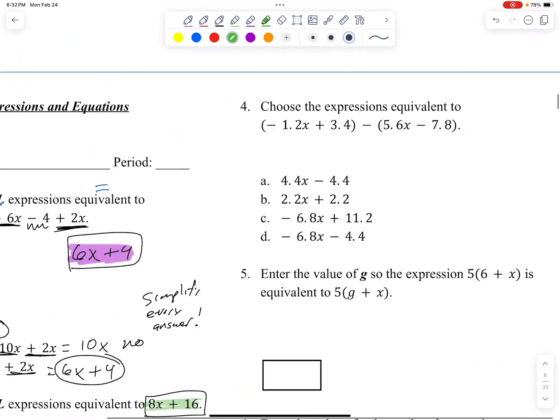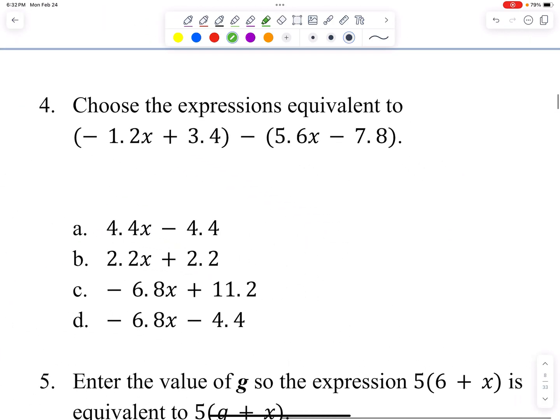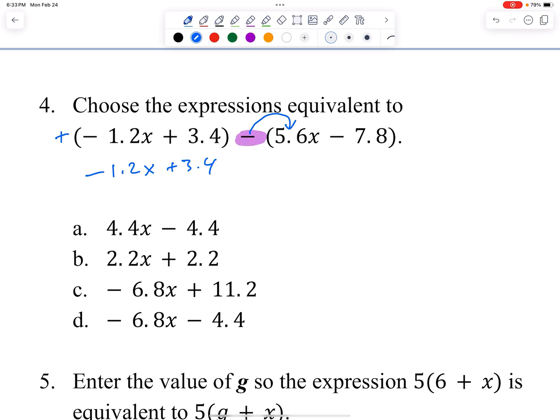All right, number 4. Choose the expressions equivalent. Again, same thing. So one thing we have hopefully realized by now is we got to be careful. If there's a set of terms inside of parentheses, we can get rid of the parentheses if there's nothing on the outside. Technically, it's a positive number, because there's nothing there, so it's just a plus. So this is just negative 1.2x plus 3.4, where we have to be careful if there is a minus on the outside. The reason being because we have to distribute the negative.